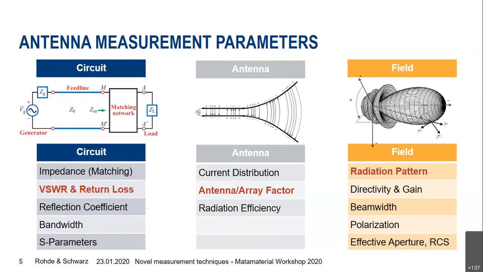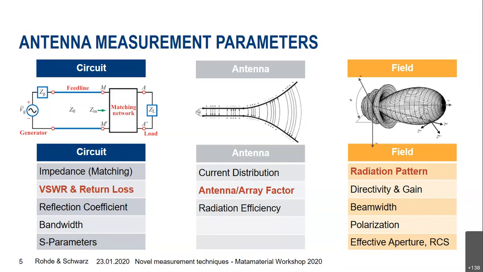What does this matching deliver? Having a good matching basically gives you a better VSWR and return loss. This is one of the important characteristic parameters of any network analyzer. We are able to get a better VSWR if we have a good return loss, if we have good matching. Certain other related parameters are also reflection coefficients, bandwidths, and S parameters. These also give us the VSWR and return loss in a different format.